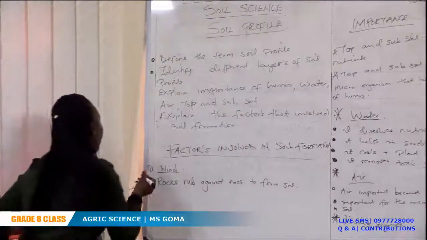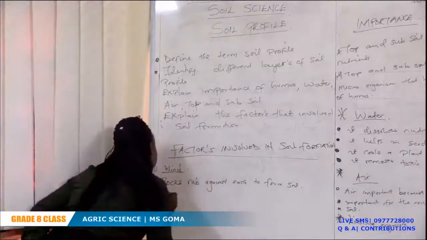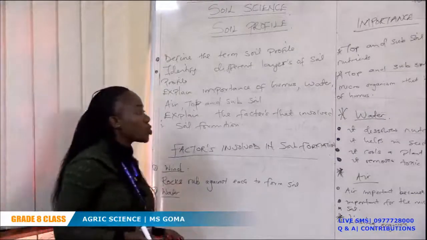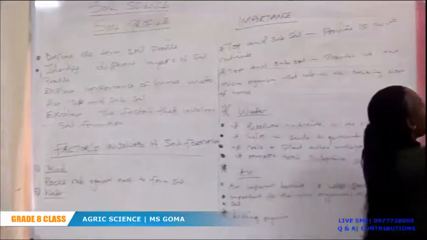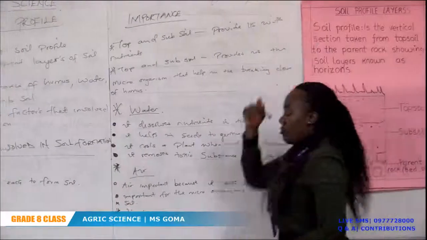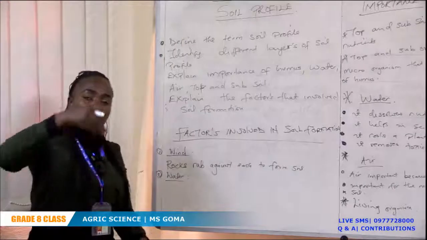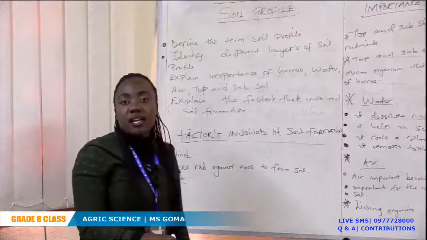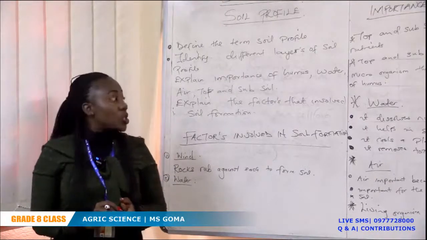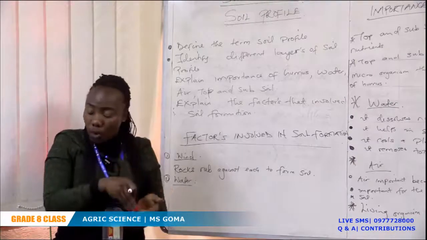Okay, let's go to the next factor. Our next factor is water. How does water help to form soil? I'll give you an example of rain. When it is raining, the rain is going to hit on the rocks. When they hit, the rocks will dissolve. When the rocks dissolve, soil is formed.